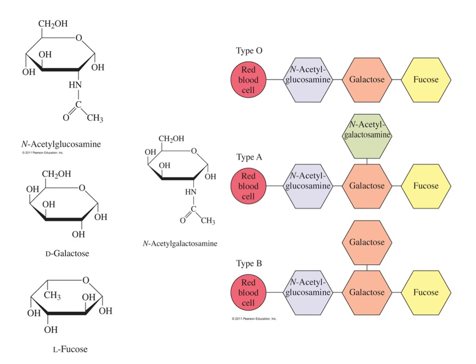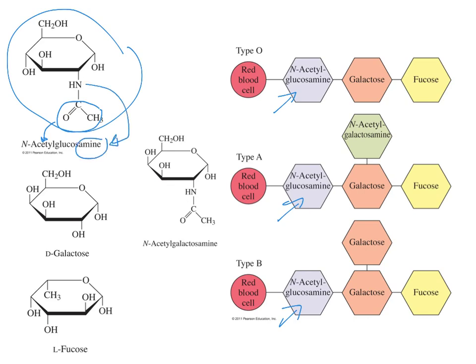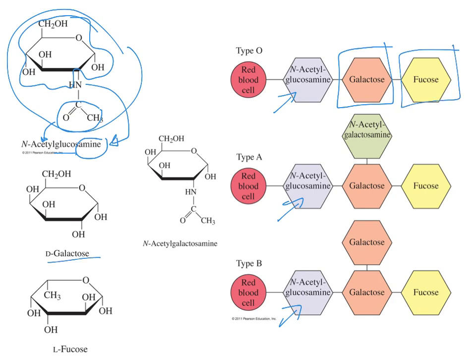Okay, so it turns out the oligosaccharide conformation on the outside of red blood cells gives rise to the different blood types. And they all have this N-acetylglucosamine. So that is this structure right here. This is acetyl. Okay, this is the amine part. And the glucose is the sugar part. So they all have an N-acetylglucosamine. And then following that, they have a galactose followed by a fucose. So here's galactose and here's fucose.